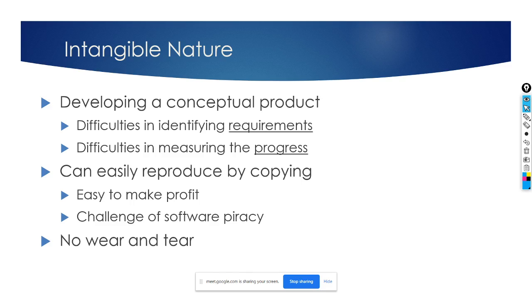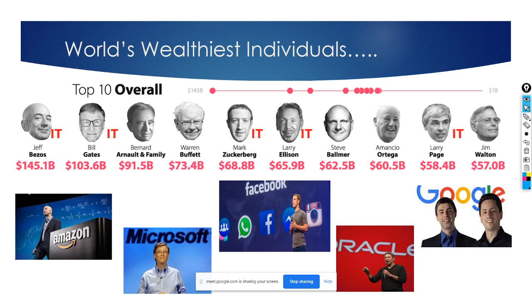And of course, because it is an intangible product, there is no wear and tear. That is another issue that we are facing, because when there is no wear and tear, your customer is not going to come to you again saying, okay, my software is broken due to some wear and tear, now I need another one. So it's never going to happen. Some of those things are really good, some of those things are somewhat challenging for us.